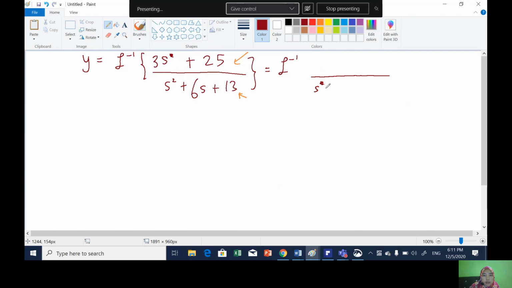Okay, let's say s. So we have 13 here. So we can have 9 plus 4, correct? So here I can write it down as s plus 3 squared.